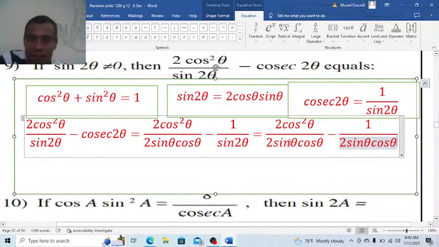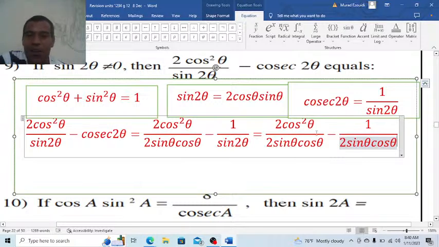You can see that both fractions have the same denominator. Therefore I can simplify this by cosine, or I will make both fractions have the same denominator, which is sine 2 theta. Then I'll have 2 cosine square minus 1, then I will calculate it, and I will arrive at cotangent 2 theta. Let's do this one like that.